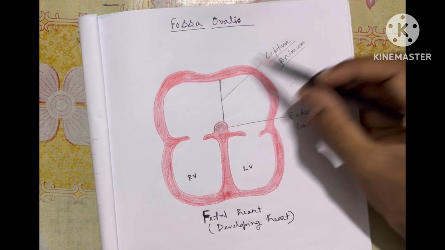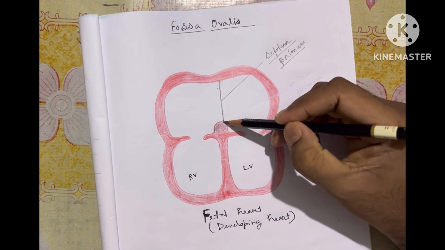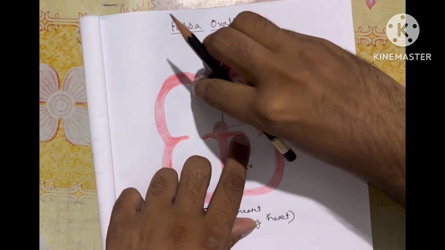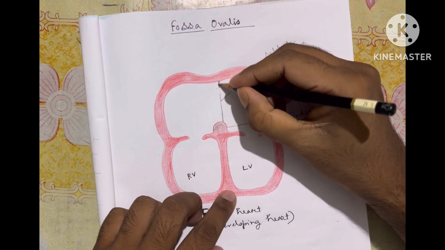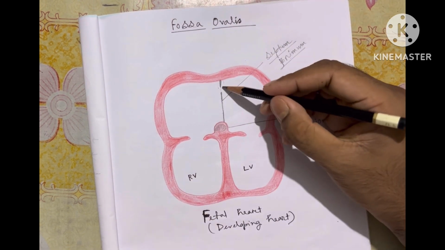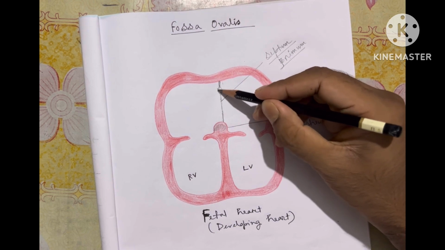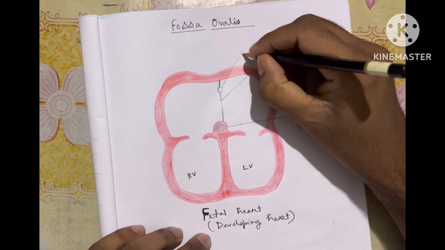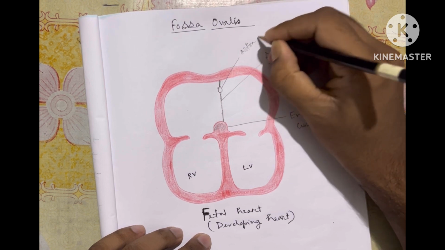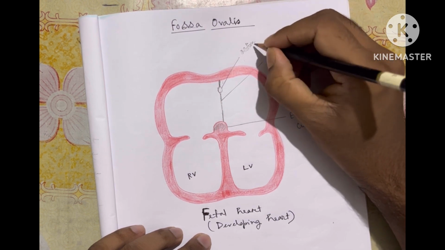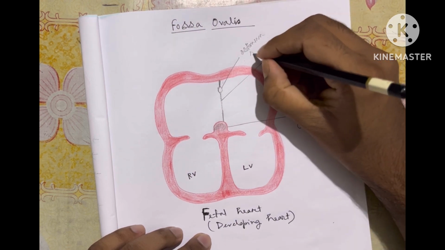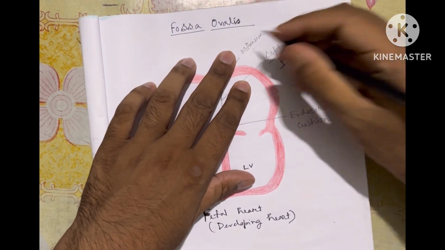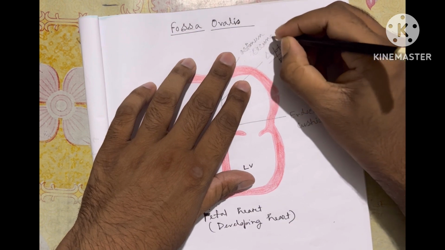Now what happened when the septum primum was completely connected with the endocardial cushion? Another opening developed at the upper portion of our septum primum. Now another opening is developed here. What is the name of that opening? That opening is called the ostium secundum.